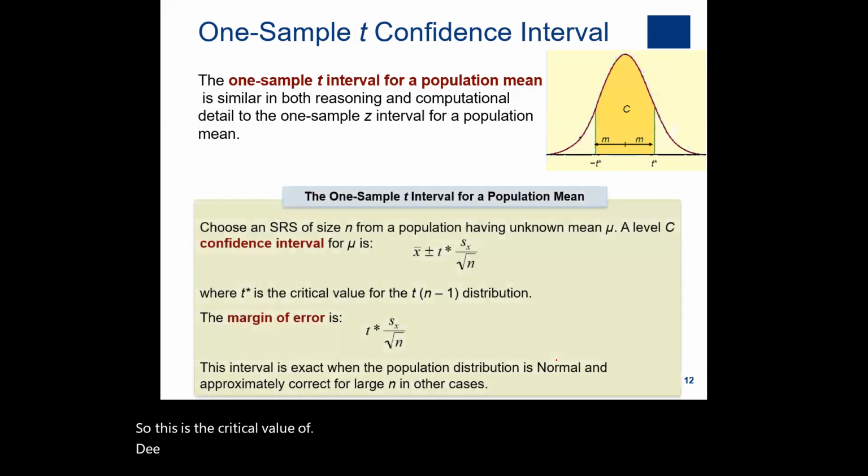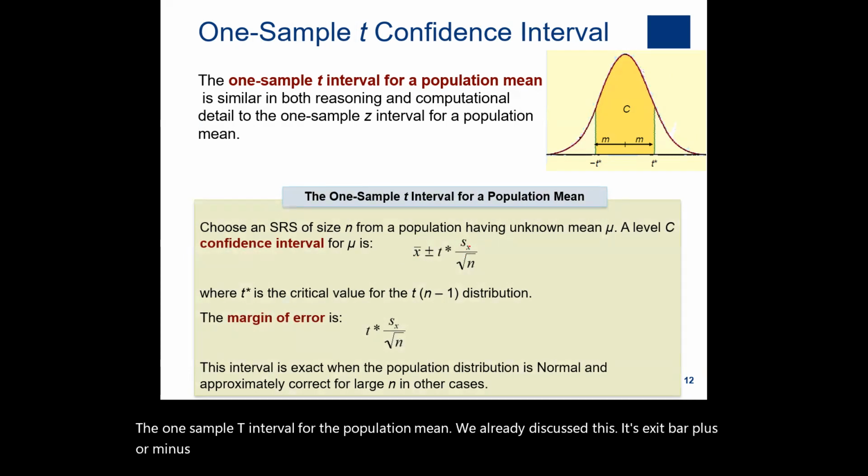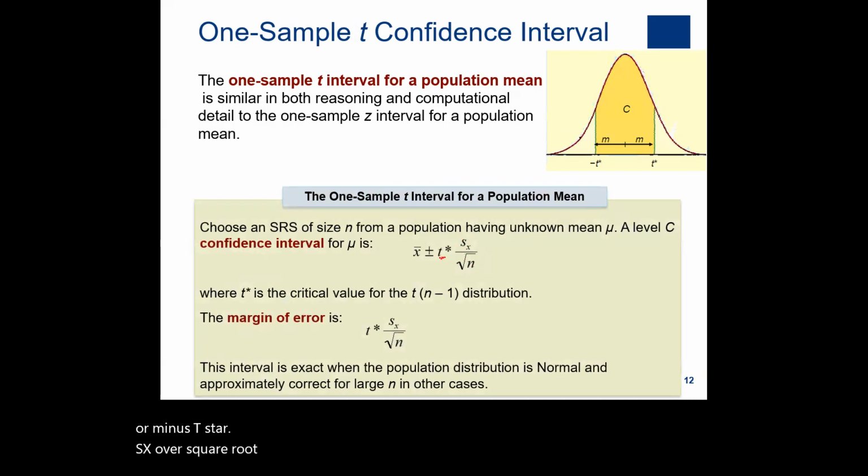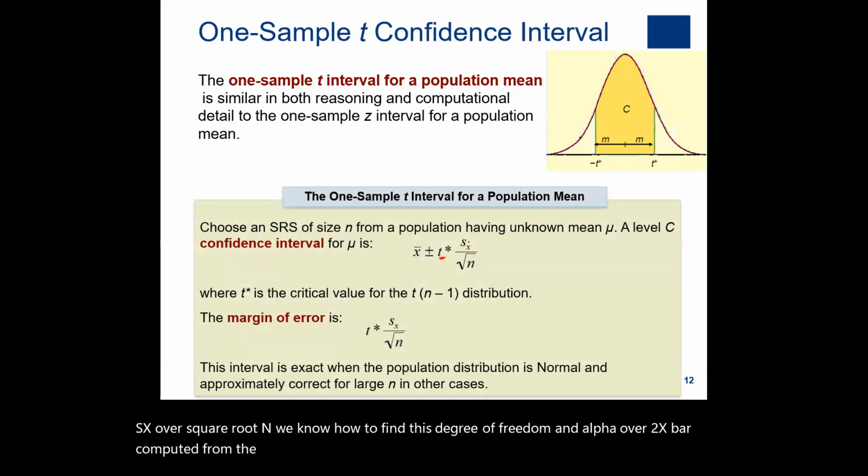The one-sample t interval for the population mean, we already discussed this. It's X bar plus or minus t star times s sub x over square root n. We know how to find the degrees of freedom and alpha over 2, X bar is computed from the sample, s is also computed from the sample, and square root of n is the square root of the sample size.